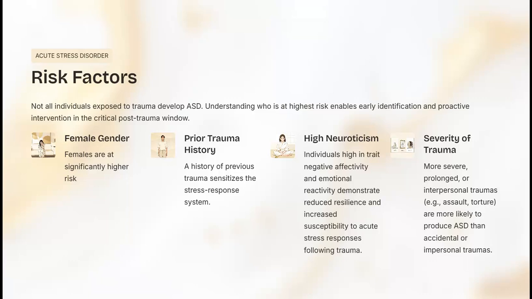And then the severity of the trauma: the nature and intensity. Severe, prolonged, or interpersonal traumas like assault or torture are more likely to trigger ASD than accidental events. So be on the lookout for any kind of peritraumatic dissociation as a strong predictor.